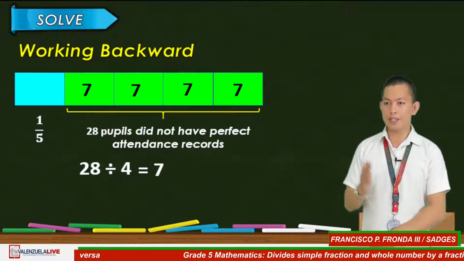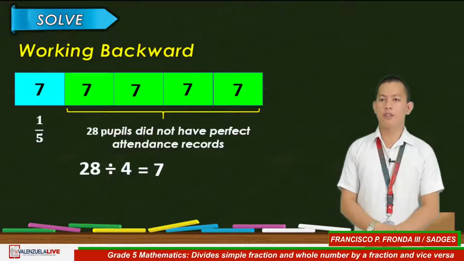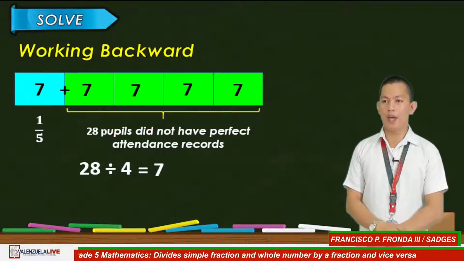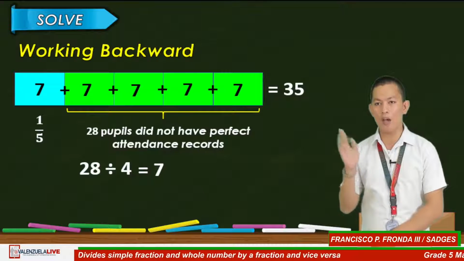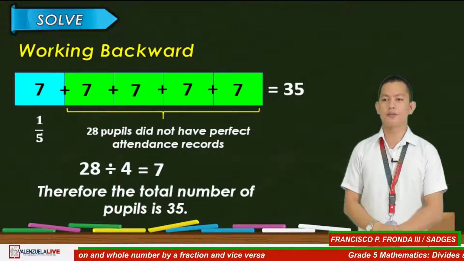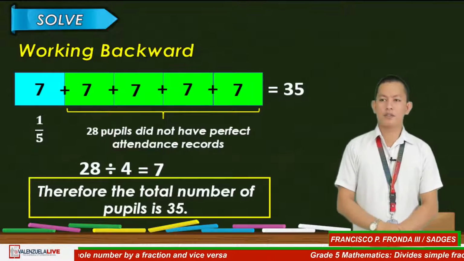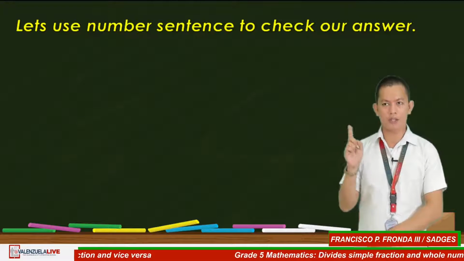Therefore, we can say 1/5 has a value of 7. Then, we can add 7 plus 7 plus 7 plus 7. Therefore, we have 35 pupils. Okay. Let's use the number sentence to check our answer.